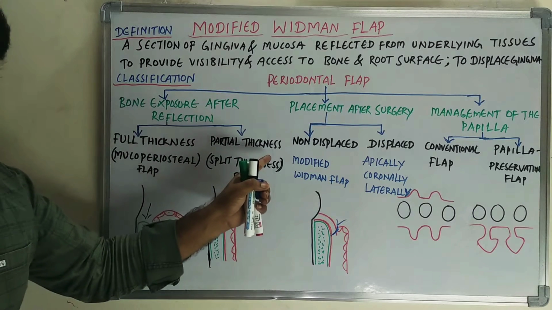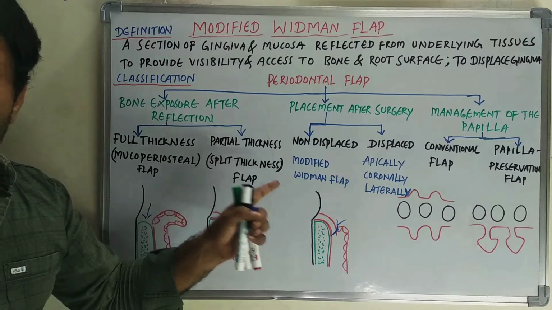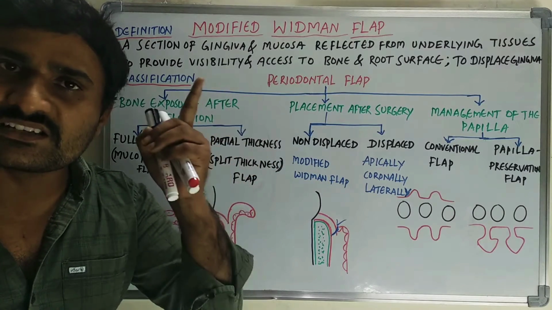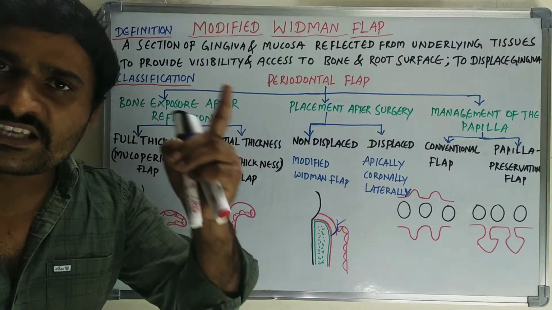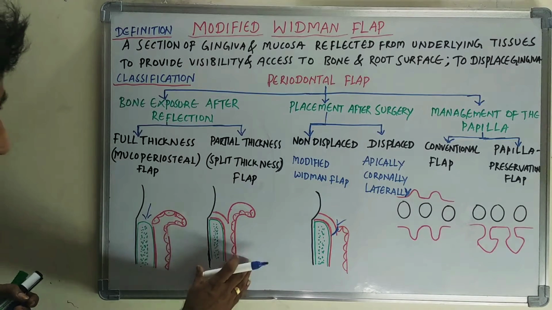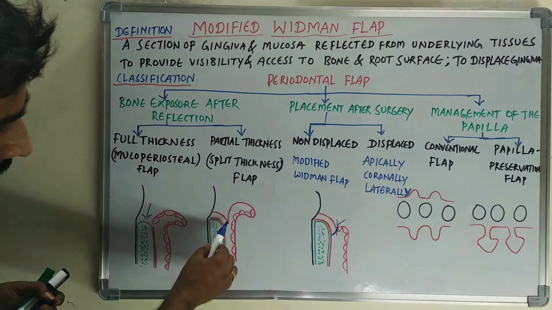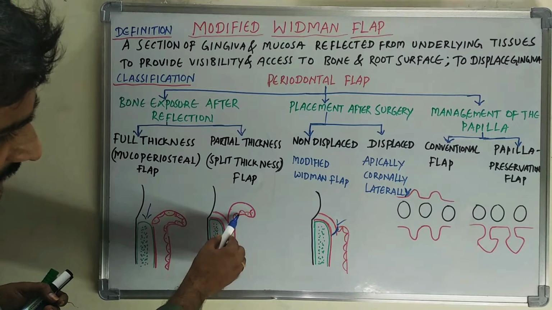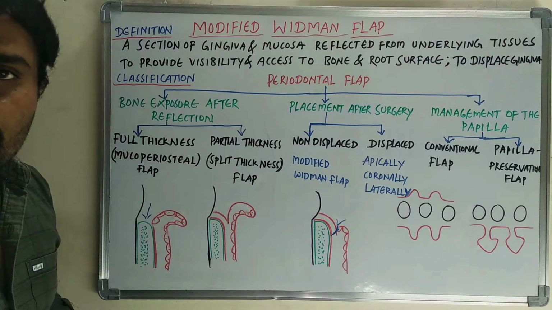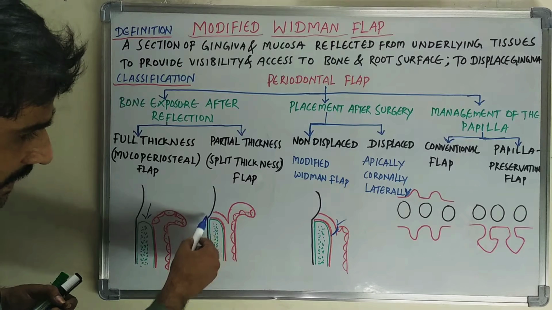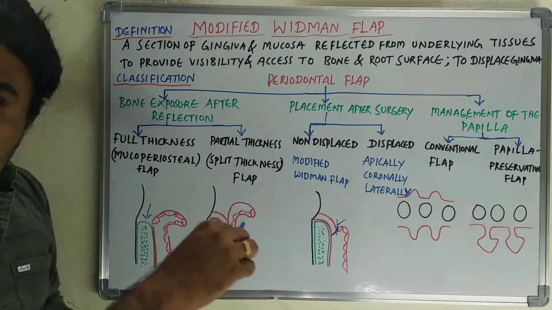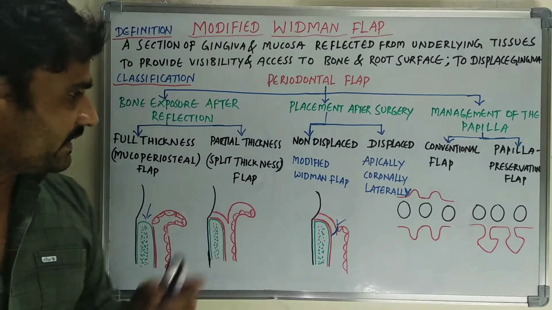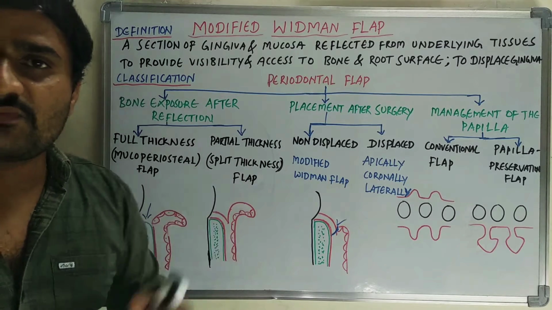And partial thickness or split thickness is nothing but the elevation of the epithelium and some amount of connective tissue. Complete exposure is not there, right? In this diagram you can see there is elevation of the epithelium and connective tissue, and some amount of connective tissue along with the periosteum is still covering the bone. That is partial thickness, split thickness flap.